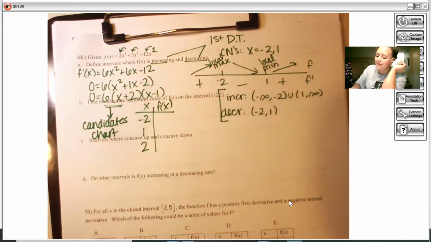So I'm going to use a calculator for this one because, you know, it's like 10 o'clock at night on a Friday.